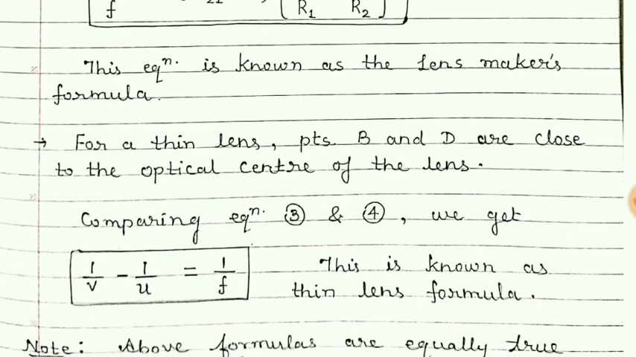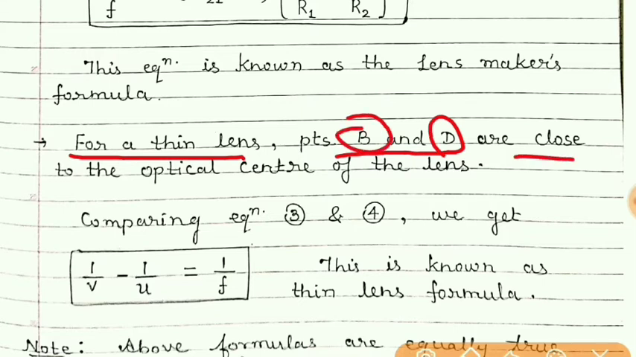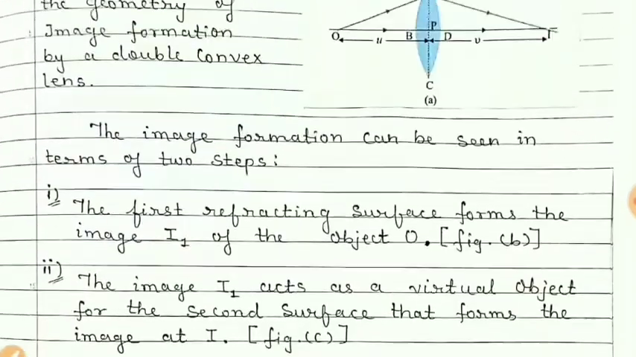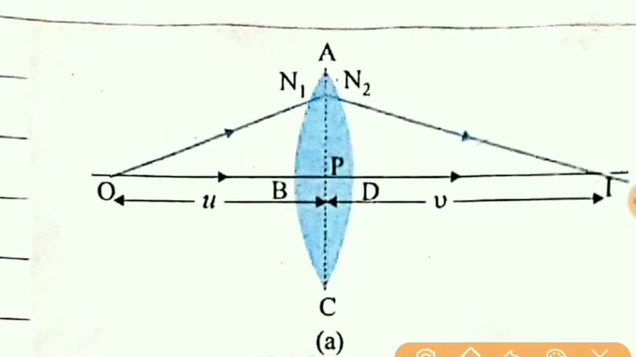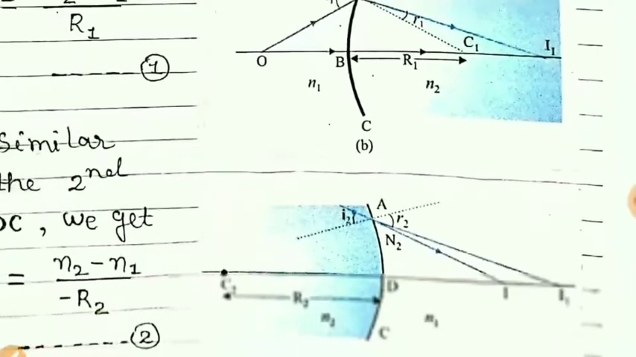Now, for a thin lens, points D and B are very close to the optical center. As I told earlier, if we consider this lens as a thin lens, then these points B and D are very close to this point P. That means we can consider all these points B, P and D as the same point only. Their distances can be neglected.